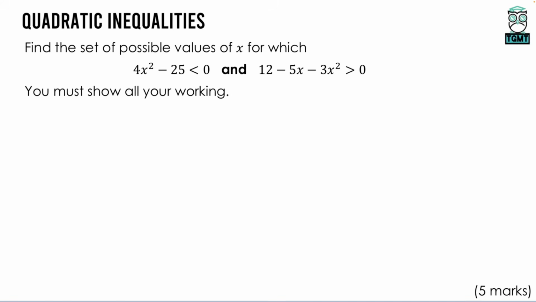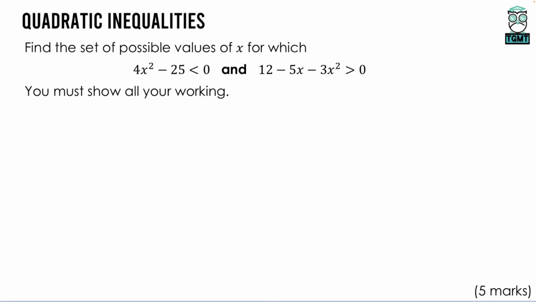Okay, so looking at this question on quadratic inequalities. Again, this one's without a calculator. It says find the set of possible values of x for which we have 4x squared minus 25 is less than 0 and 12 minus 5x minus 3x squared is greater than 0. You must show your working.